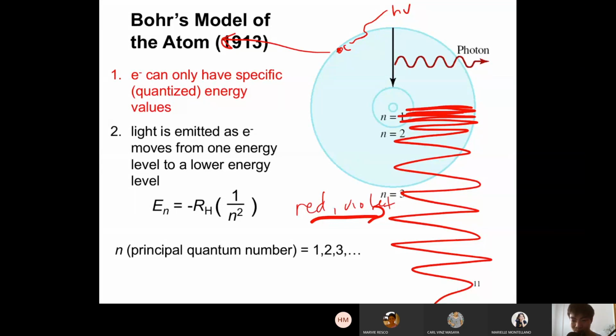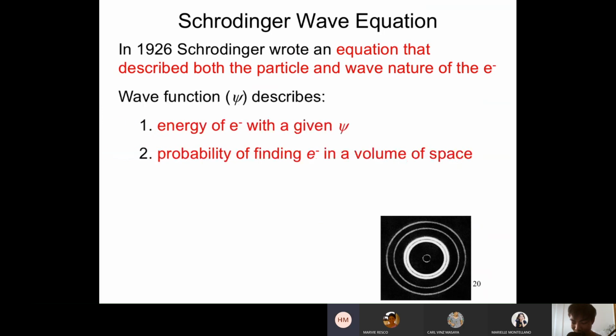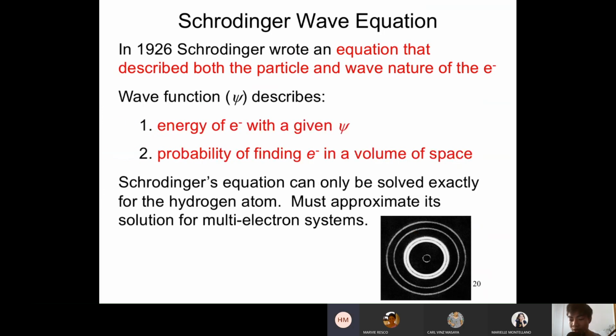Okay? So, balik na tayo sa atomic model. Tapos na tayo sa waves part. Model na tayo ng atoms. Habang nag-i-improve yung science, may mga bagong discoveries tayo, such as the Schrödinger wave equation. Ang sabi kasi ni Niels Bohr is that your electrons travel around the atom in certain orbits, in certain levels. Yun yung idea ni Niels Bohr.